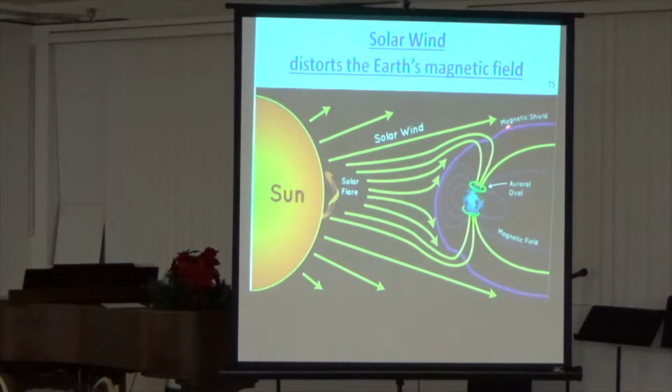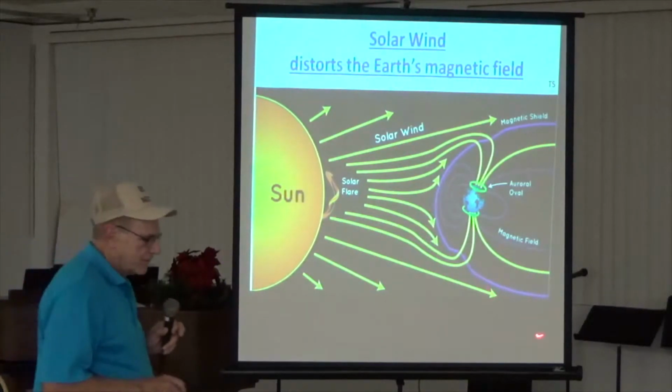It hits the magnetosphere of the Earth, the magnetic field, and some of the particles will be actually brought into the poles of the Earth. And that causes what? Well, very often those particles are causing the aurora. But they also hit this magnetic field and change the shape of this magnetic field. And that's what causes us some of our problems.